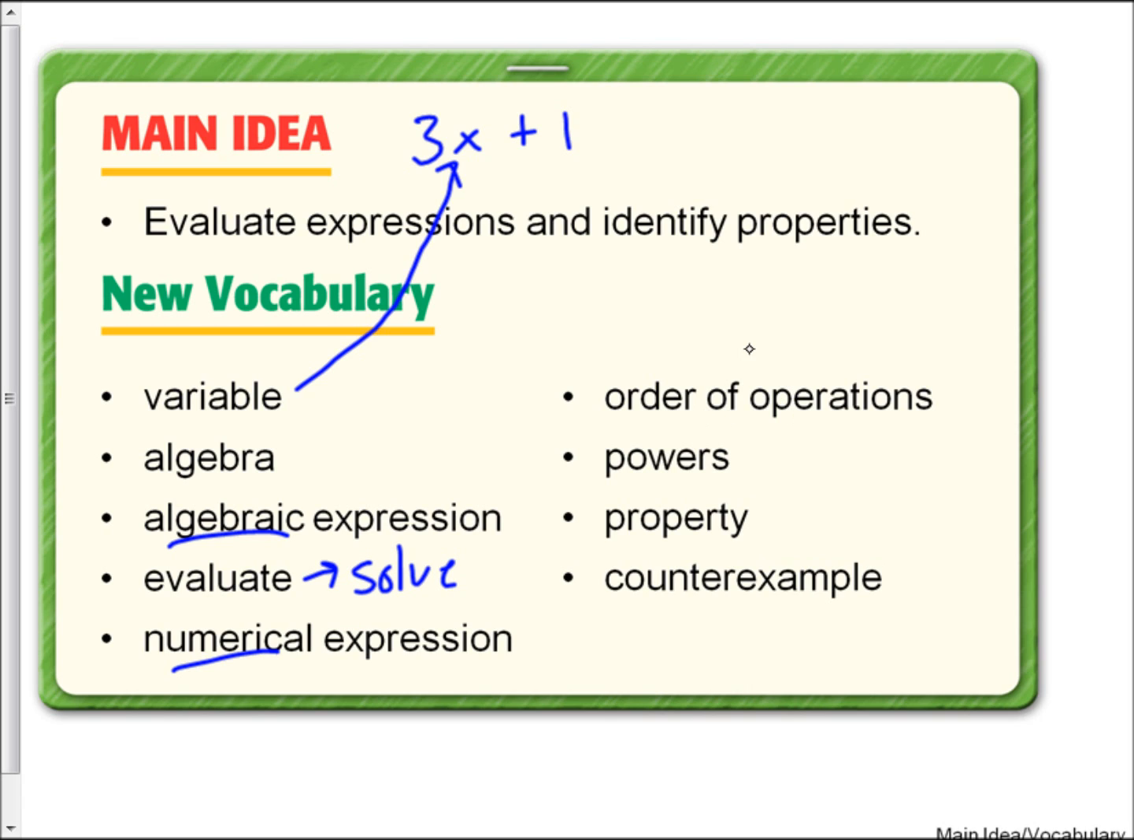Okay, order of operations, we'll be talking about this on the next slide. We'll get used to saying PEMDAS. That's going to get us used to the order of operations. We'll learn the order in which we need to complete our math problems. Powers would be like our exponents, and then our different properties. So let's take a look at the order of operations.